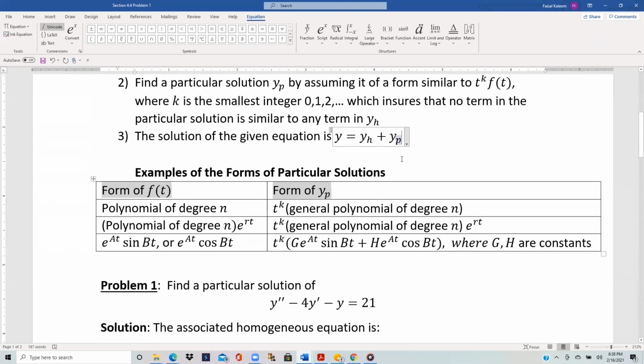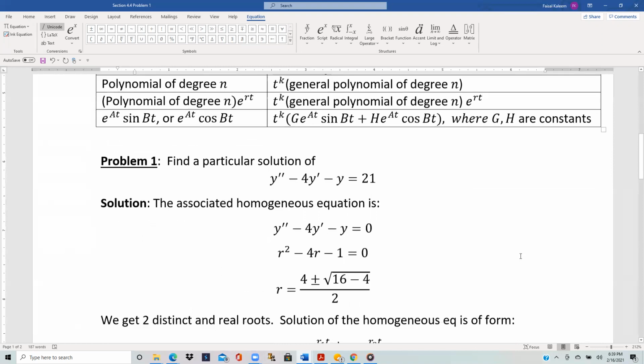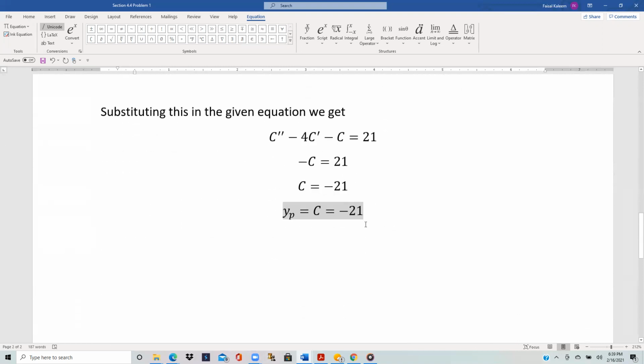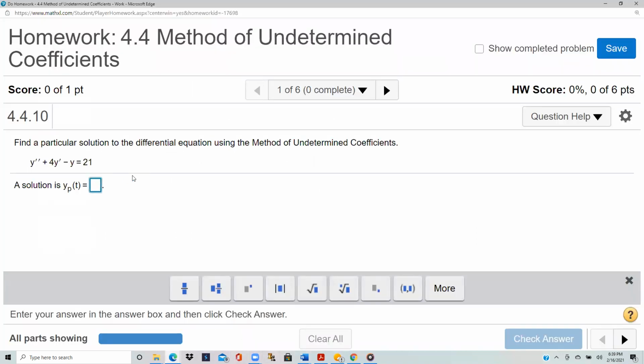But this is just a tiny step. The main step is to find a particular solution. We already know how to find the homogeneous solution. And once you find a particular solution, it's just a question of adding the two, which is not a big deal. So here, y_p is negative 21, which is what they're looking for. So this one will be negative 21.